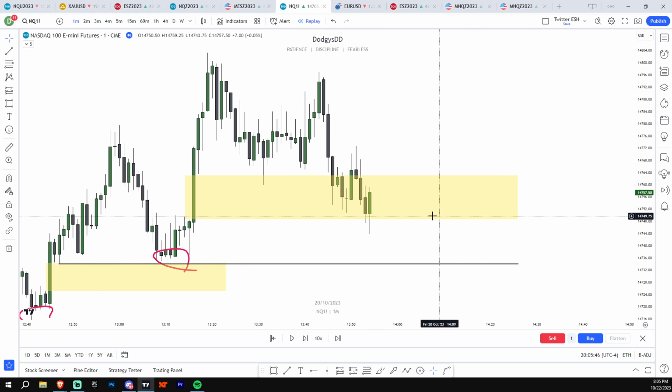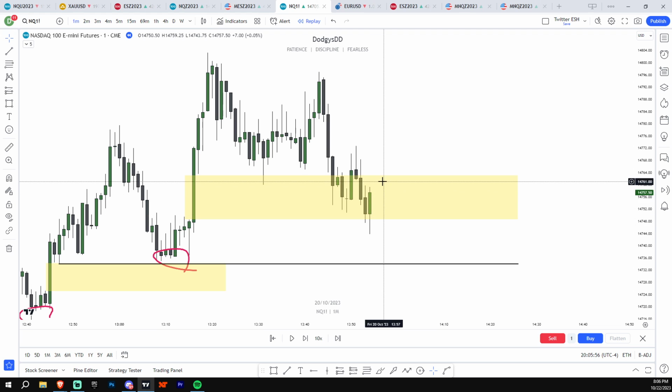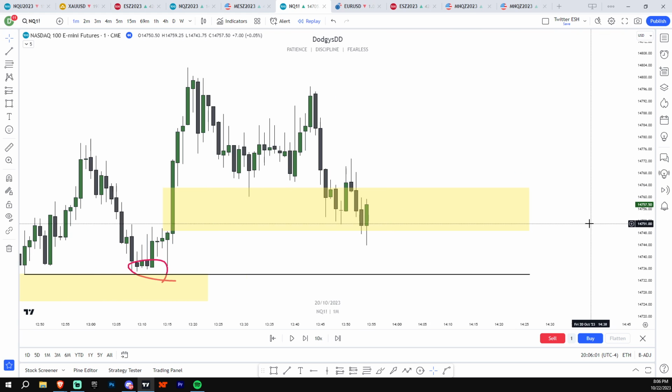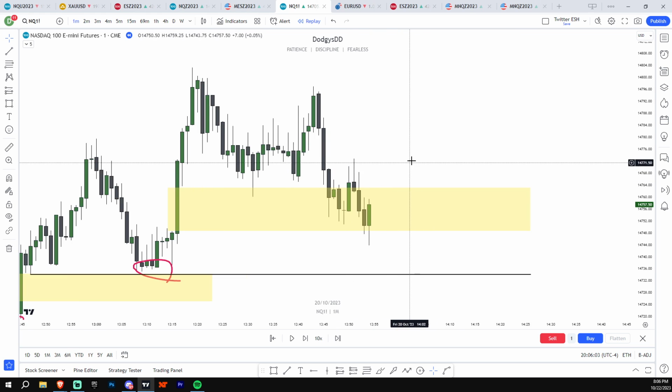Keep in mind that was only a minute. What if I tried doing that on the daily? What if I tried taking a micro here in the daily? It's like, oh, this daily looks like it's going to close below, and then the daily ends up wicking back up in the last hour. That's the key. That's what I'm trying to show you here.